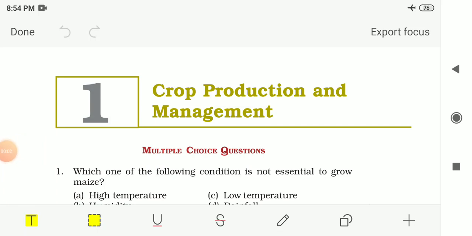Hello students, in this video we are going to revise our first chapter. The chapter name is Crop Production and Management, Class 8, Subject Science. So in this revision we are going to solve the exemplar book of the first chapter, and before starting this revision let me recall what we had learned in this chapter.